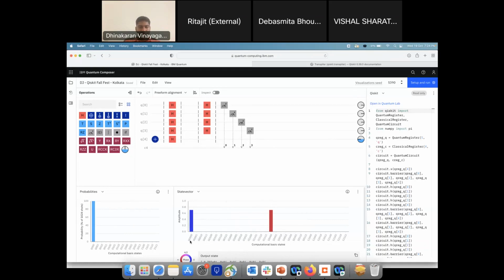Ignoring the ancilla qubit, all the qubits are always 0. It's 0 with probability 1. We don't have any non-zero probability for a state where any of the first qubits are non-zero. So this is as expected. Any questions already? No, there are no questions yet. So, okay.